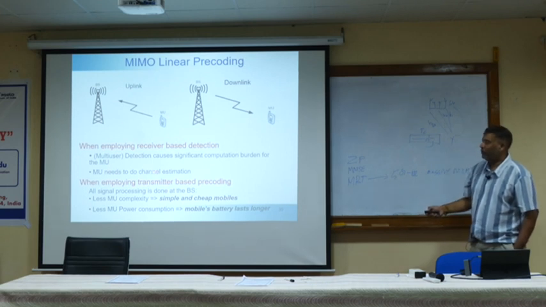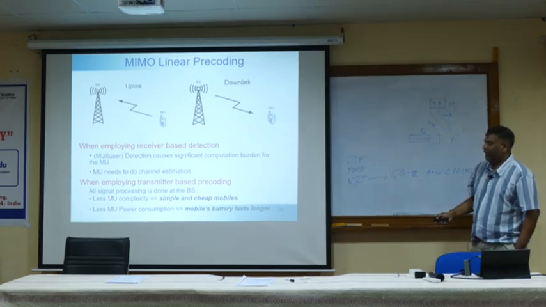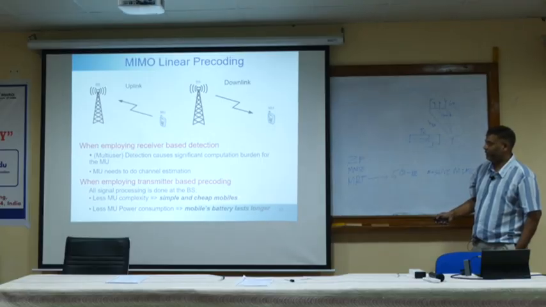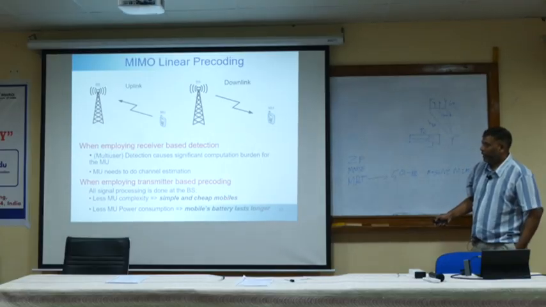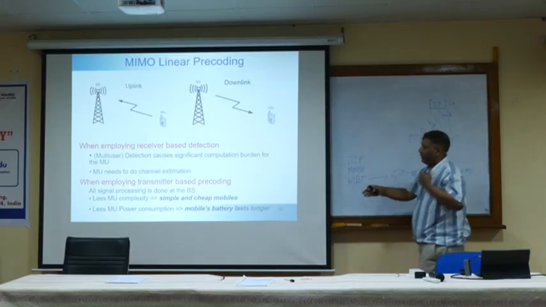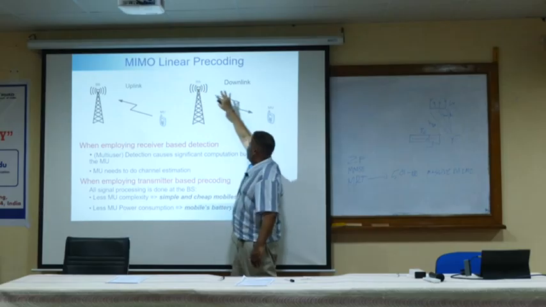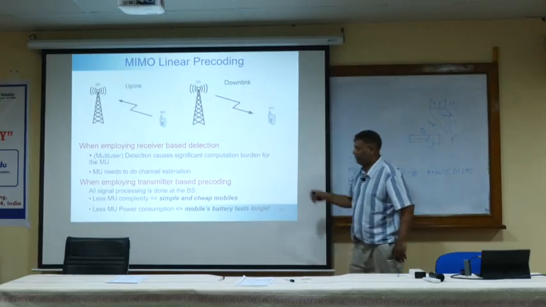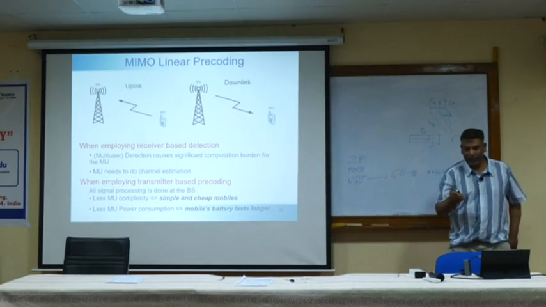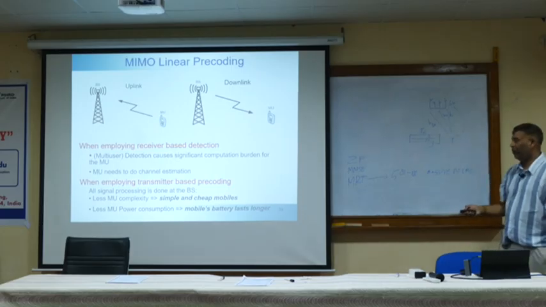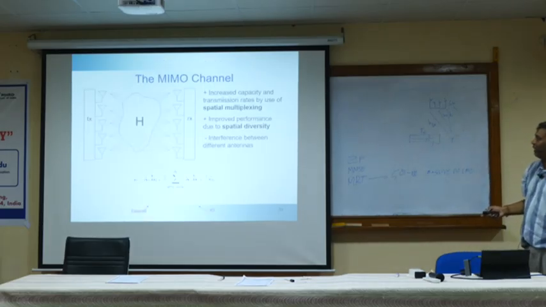So the mobile unit only needs to do channel estimation. We employ transmitter-based pre-coding, with all the signal processing done at the base station. The mobile unit is less complex, a simple and cheap mobile unit, okay? I already told you, all the signal processing is done here, and the mobile doesn't do much signal processing, which will lead to your battery lasting for a long time, okay? So what is happening here, okay?